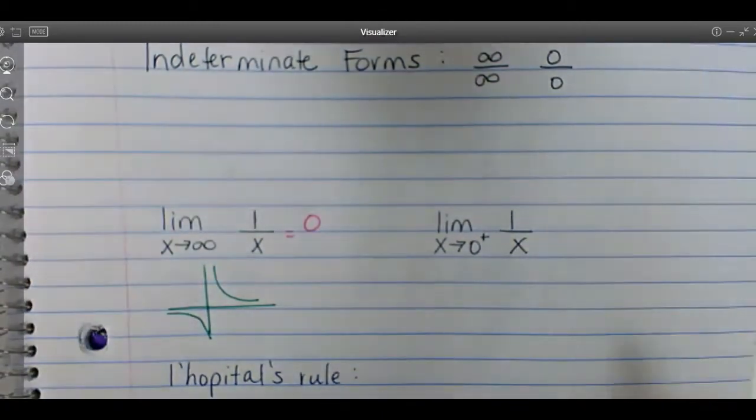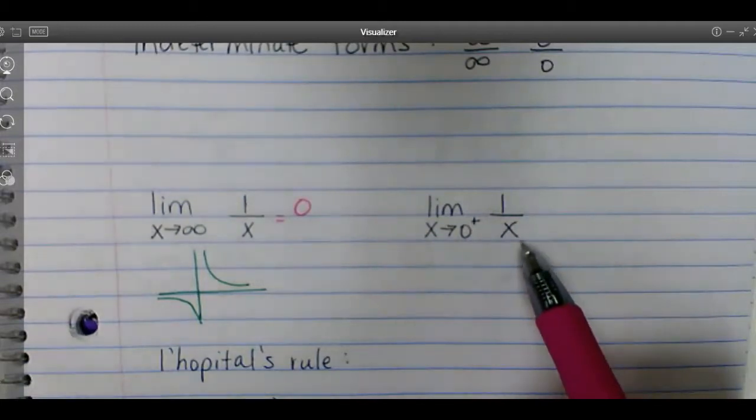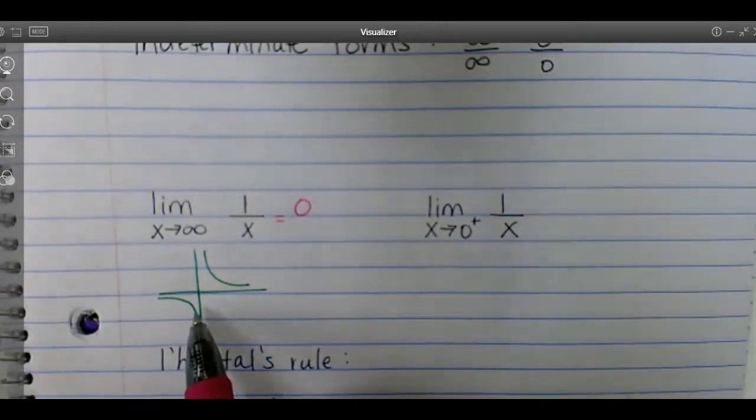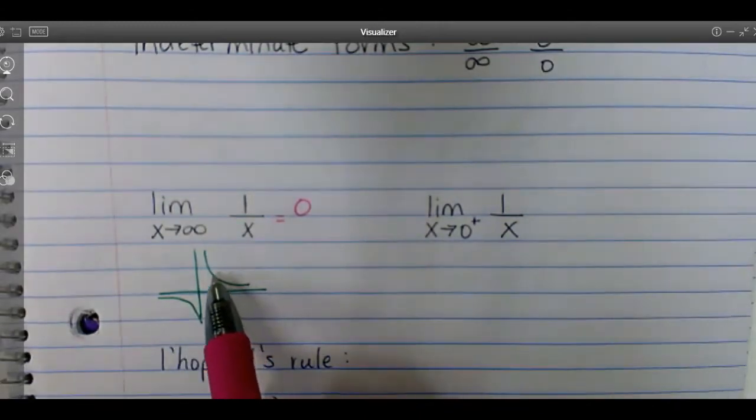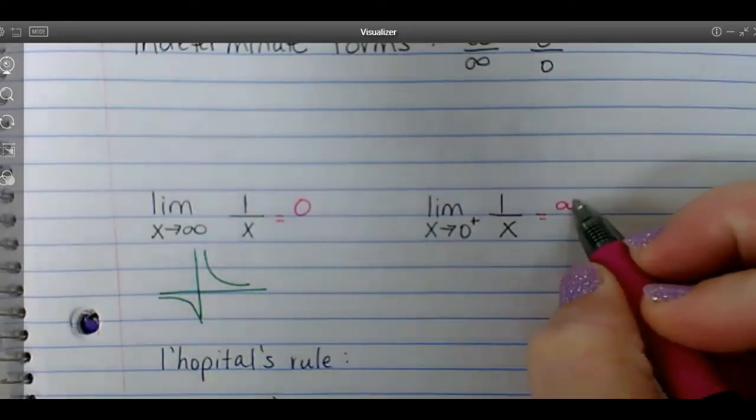Another one that I want to talk about is the limit as x approaches 0 from the right of 1 over x. This is another one that I just kind of want you to know. If you look at the graph on the right, as I approach 0, as I get closer to 0, that's going up. This is going towards infinity.